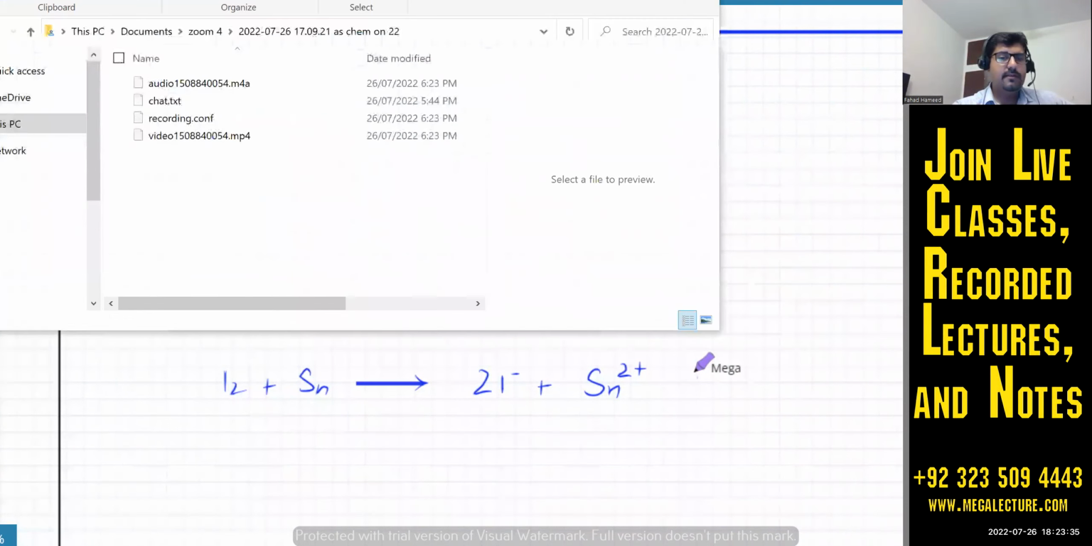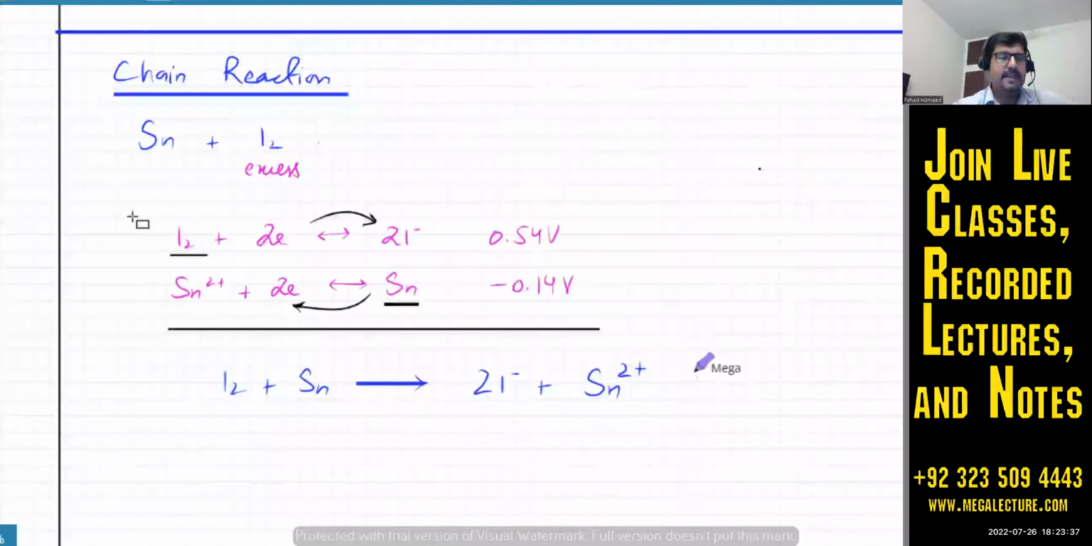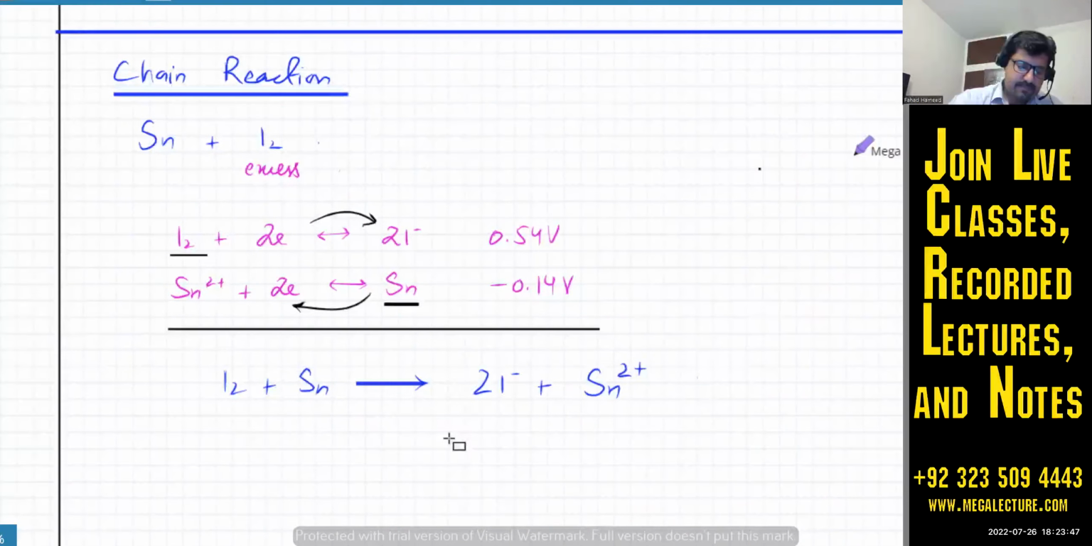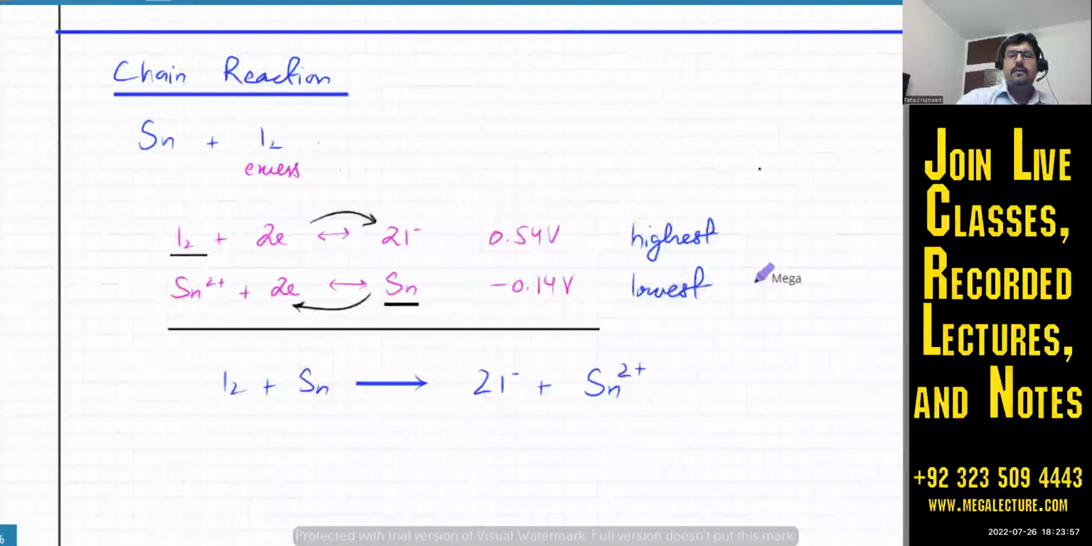So the highest gains electrons, the lowest loses electrons, then you make the overall equation. Is that clear? It's simple. This is the simplest question. Okay, is this clear? Is everyone clear?